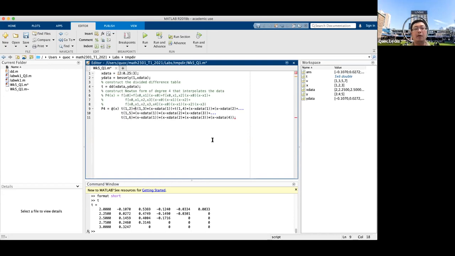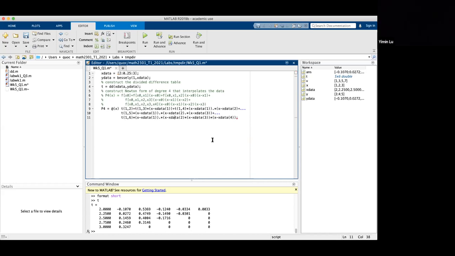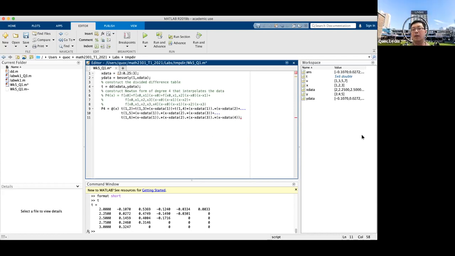If you want to take in vectors, then you can put the dot here, so x could be a vector. Instead of a single number, x can be a vector, then you just put a dot. Okay, so that is my P4. So now the next one is you construct polynomial P3.